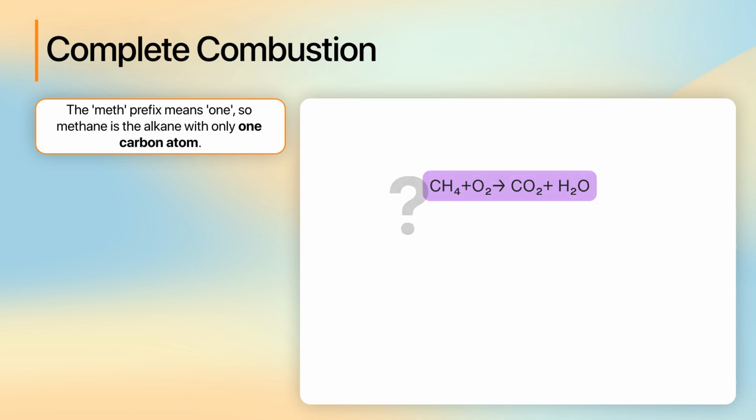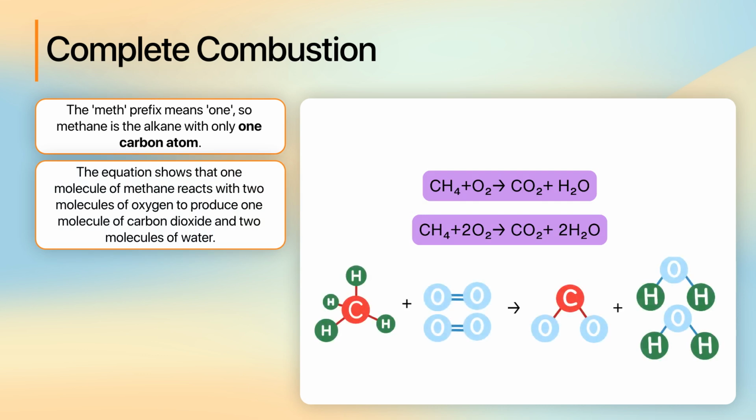We now need to balance this equation. Pause this video and have a try at balancing it yourself. Here's what it looks like balanced. The equation shows that one molecule of methane reacts with two molecules of oxygen to produce one molecule of carbon dioxide and two molecules of water.